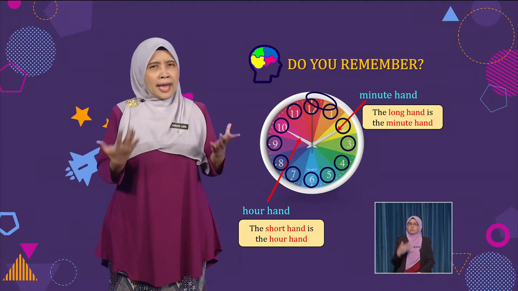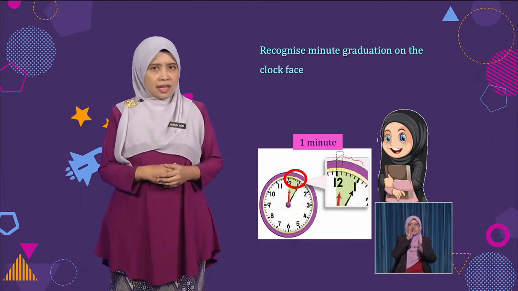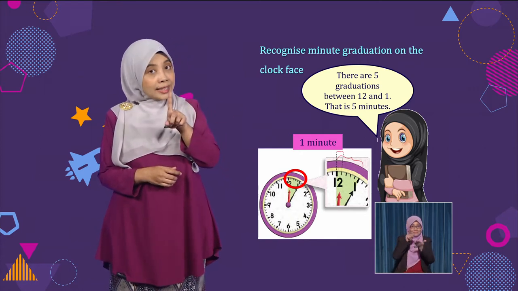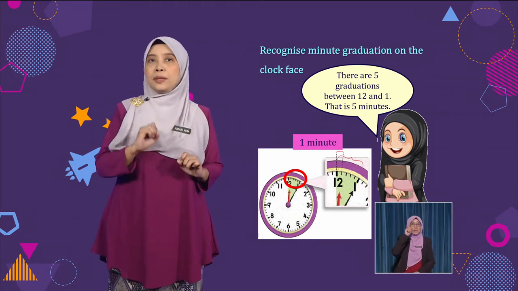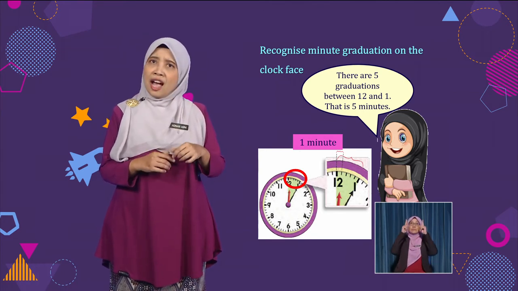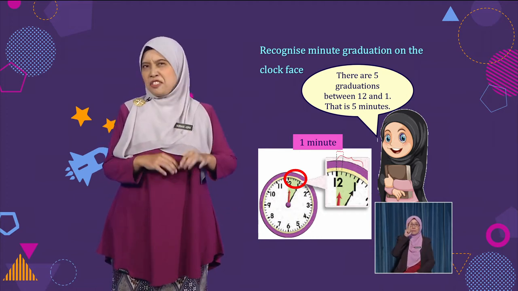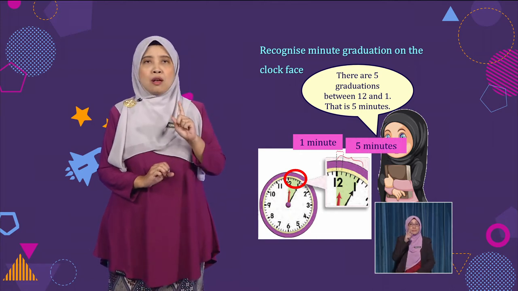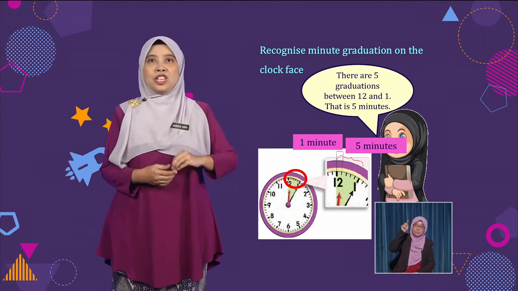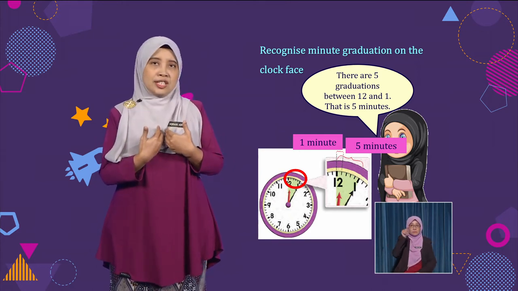Some of you may be wondering, what is the sign in the circled area? Am I right? This is called a graduation. One graduation is 1 minute. Look at this slide. How many graduations are there between 12 and 1? There are 5 graduations, right? One graduation is 1 minute. Therefore, 5 graduations mean 5 minutes.